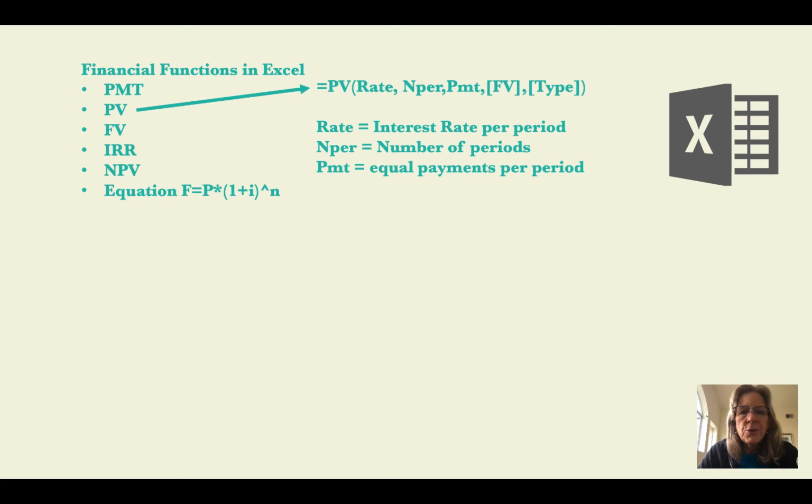Future value, so some value into the future, what's the present value of that? And then again, the type, where it defaults to end of period, but you could also put a 1 in there and it'll be beginning of period.